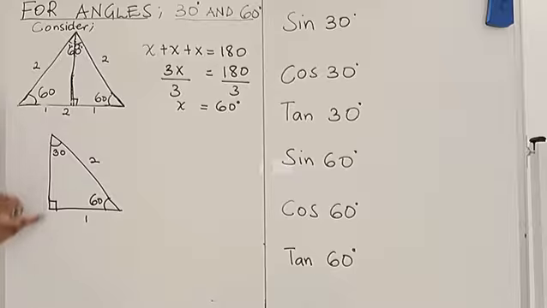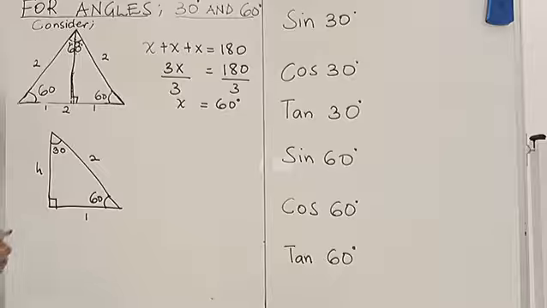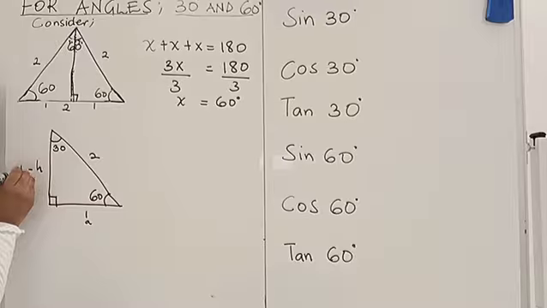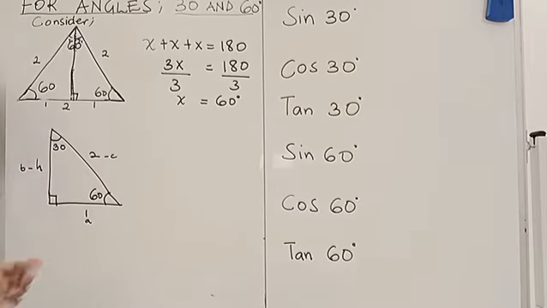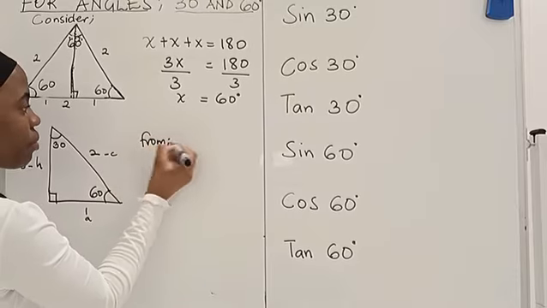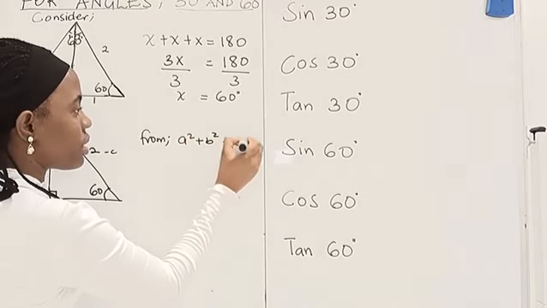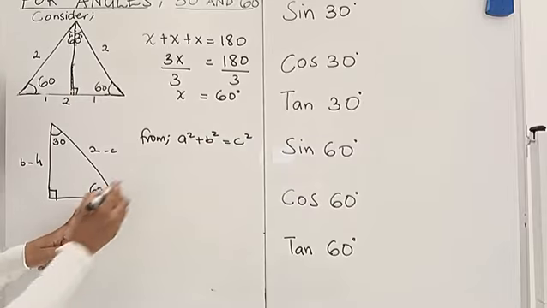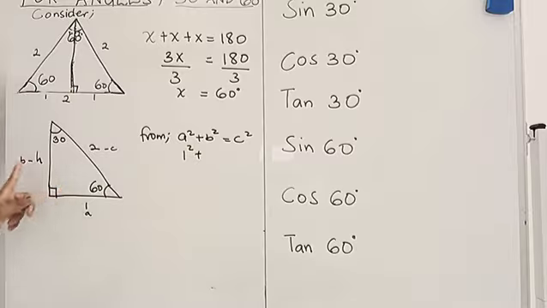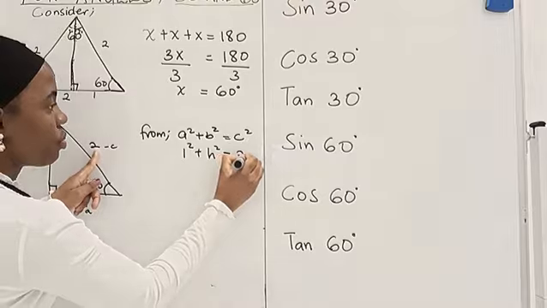Now we need to get the height of this right triangle. So by Pythagoras theorem, we know that this is our A, this is our B, and this is our C. C is the longest side. So we say that from Pythagoras theorem, which is A squared plus B squared equaling C squared, what is your A? Your A is 1, so that is 1 squared, plus your B is h, that is h squared, equaling C, which is 2 squared.